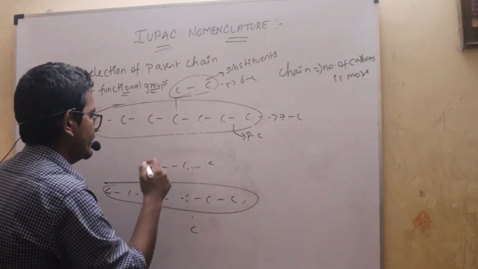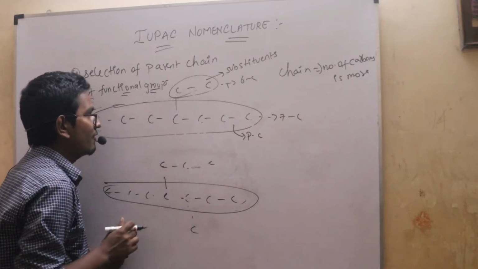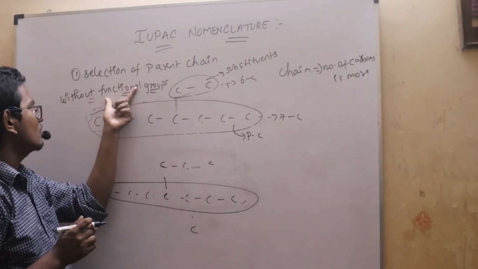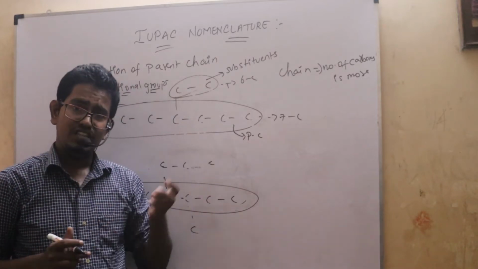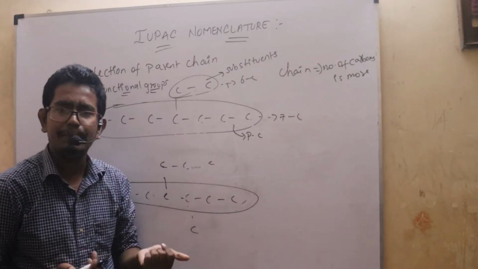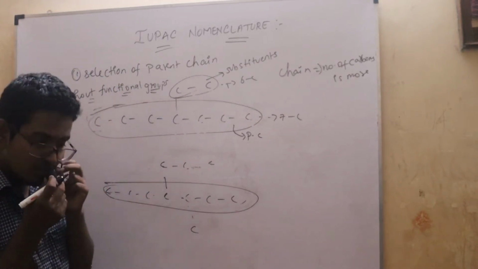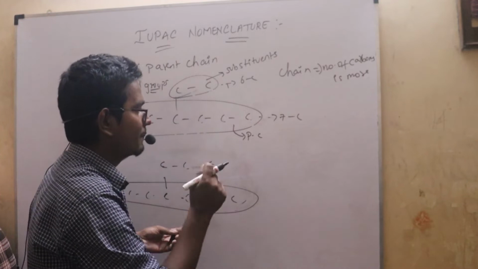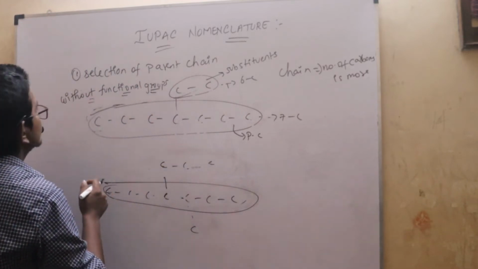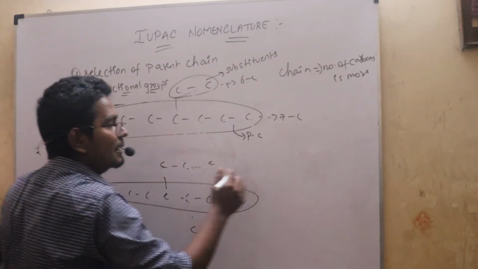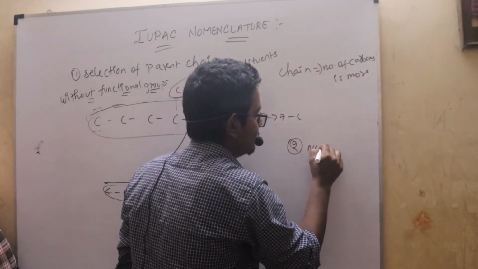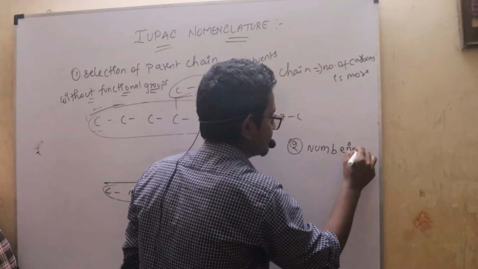And how to give the numbering. My second point, without functional group, is how to give the numbering. So we should follow the least number rule. In without functional group, my second one is numbering. How to give the numbering?